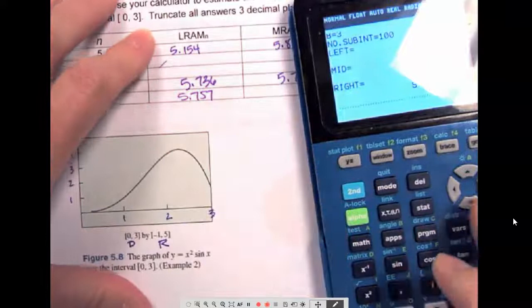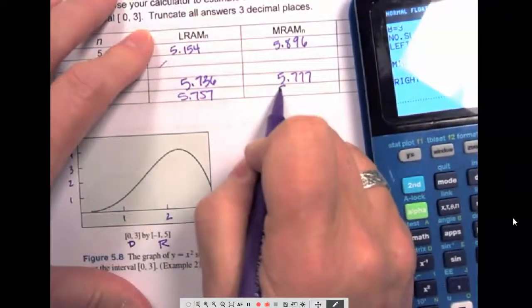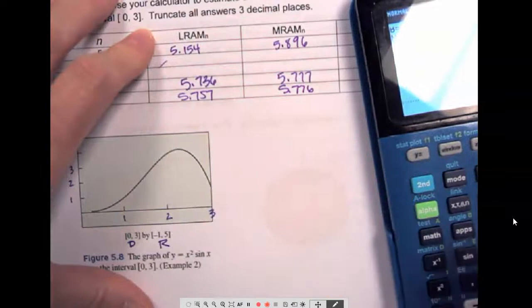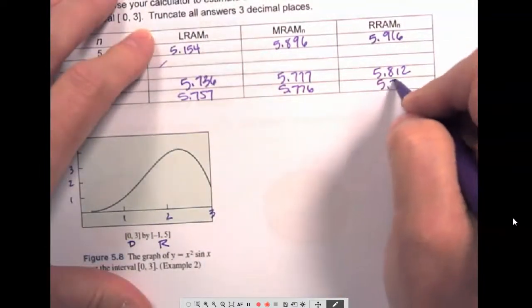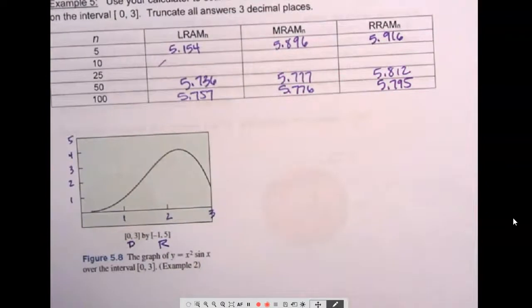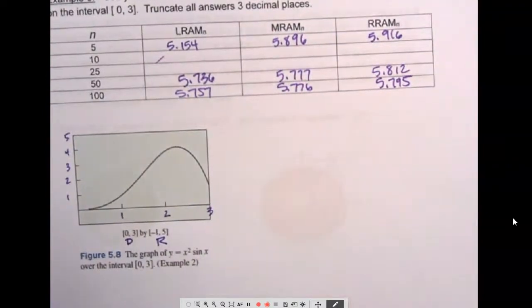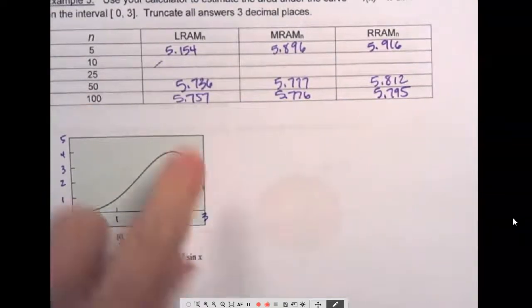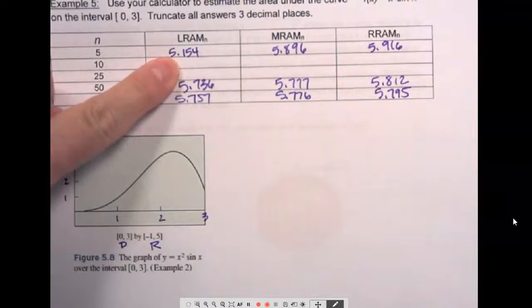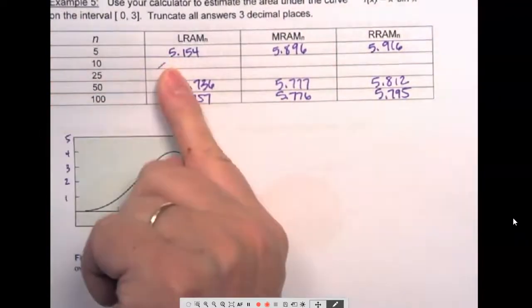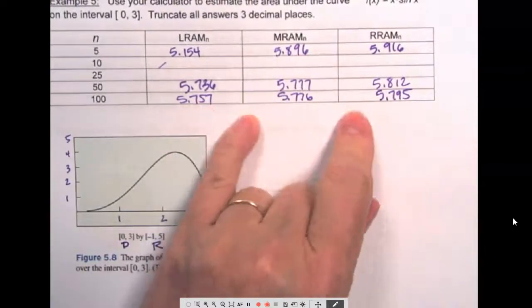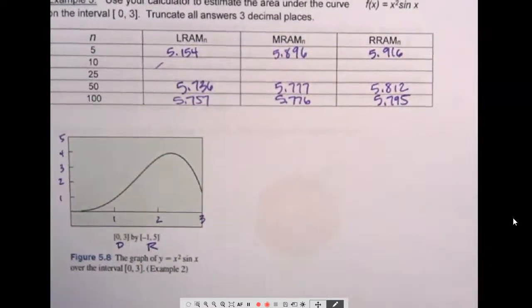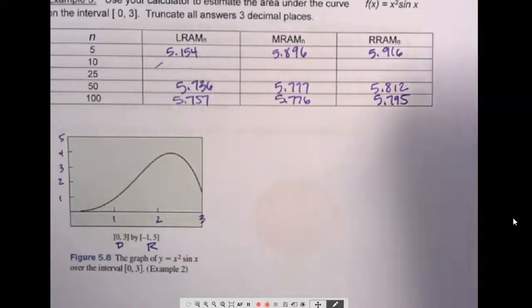5.757, 5.776, and 5.795. So it's definitely, I would say, 5.7 something, right, for the actual area. So it just lets you zero in closer and closer to the actual area. Now that one was considerably far from the actual. That one was closest. And so, you could do 1,000, keep going until you can get a pretty accurate estimation.